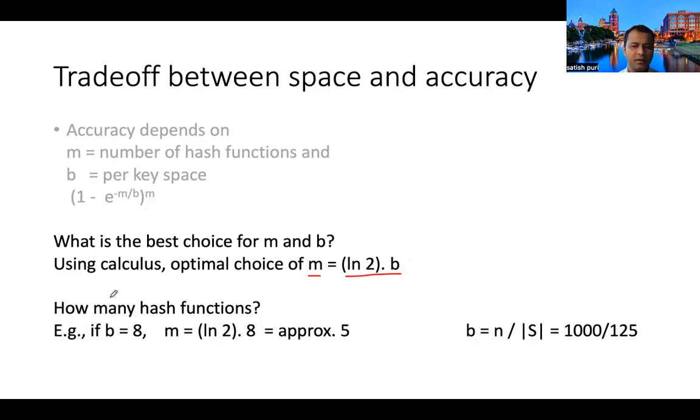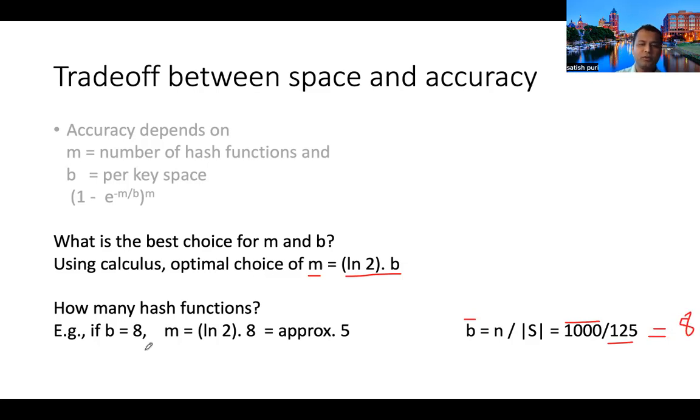So here is an example. Let's assume b is n over s. This is by definition. So n, the number of bit positions in the array, the size of the bit array, is 1000, and s is the number of elements that are inserted. So you insert 125 elements. So the per key storage for each element is roughly 8, so this evaluates to 8.